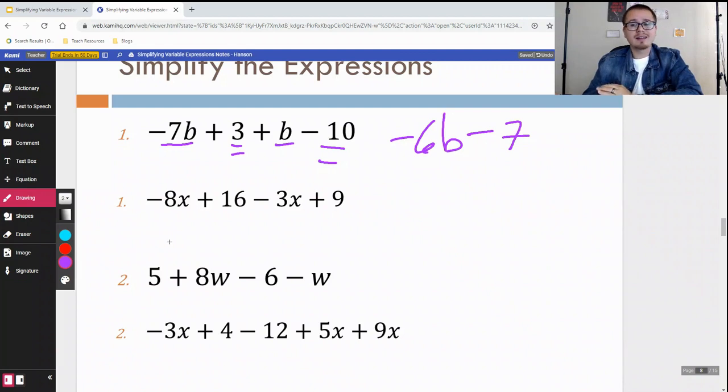Don't turn that into a negative 13b or a negative 1b. Don't do any of that weird stuff. This is done. These are your socks. These are your t-shirts. These are your apples. These are your oranges. We're done.